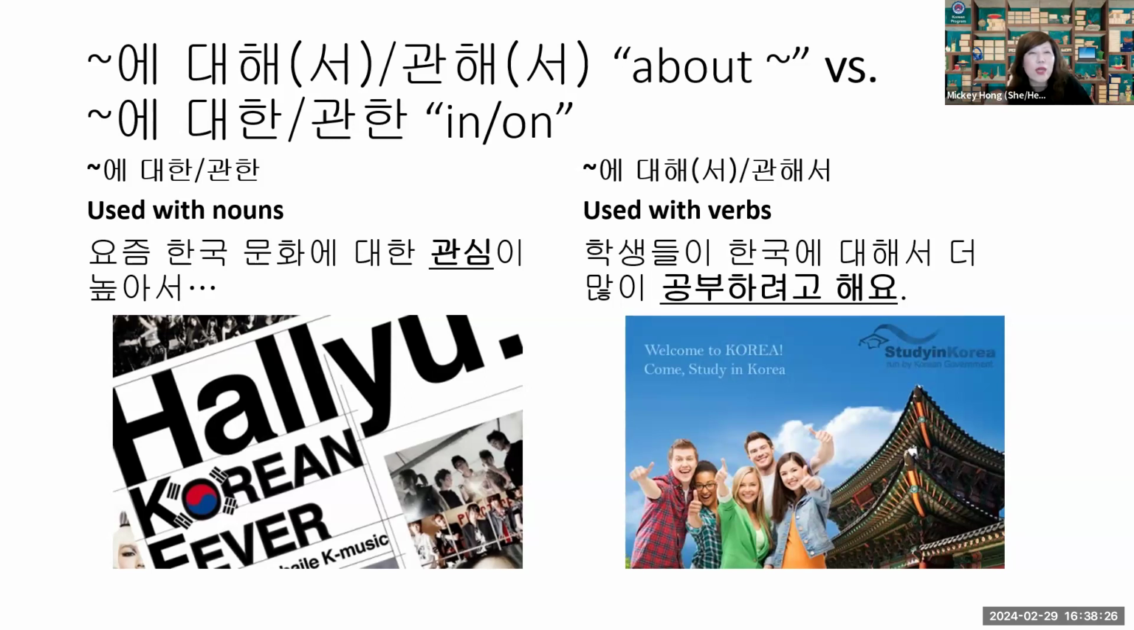Okay, when you are doing something about something or on something, it is 대해서 or 관해서. And when you are talking about the thing that it's about, 대한 관한. If a noun follows immediately, then it's 대한 관한. 한국에 관한 책, books on Korea. 친구에 대한 news, news about your friend, etc.